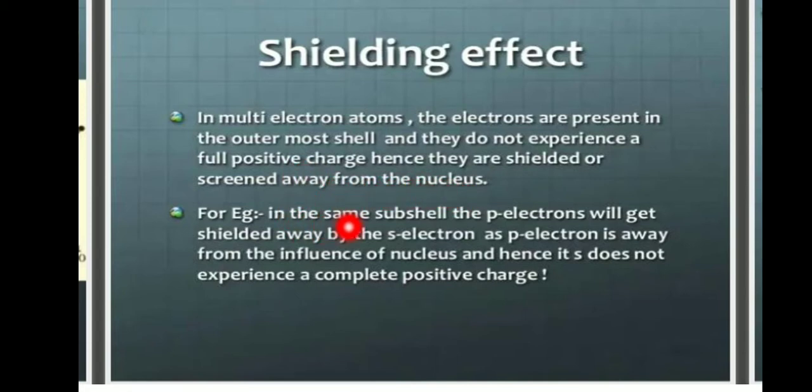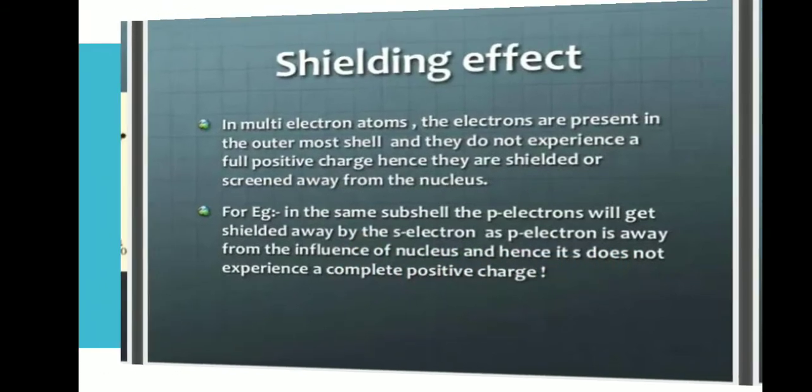For example, in the same subshell, the p electrons will get shielded away by the s electrons, as the p electron is away from the influence of the nucleus, and hence it does not experience a complete positive charge.